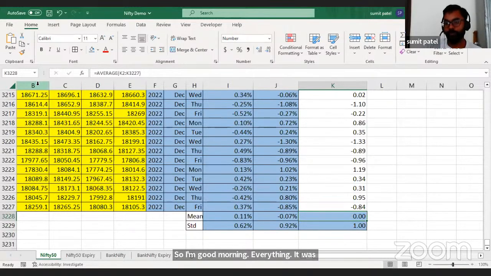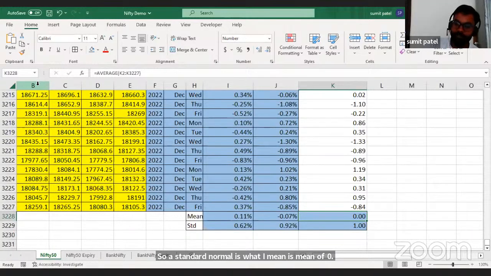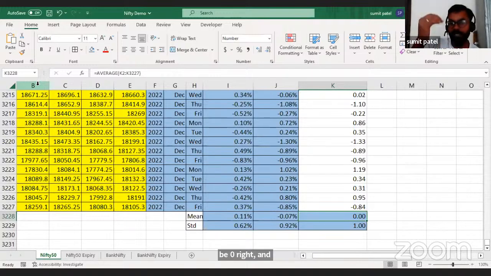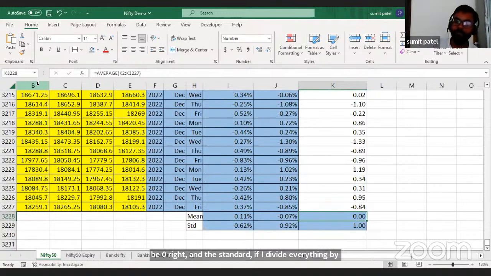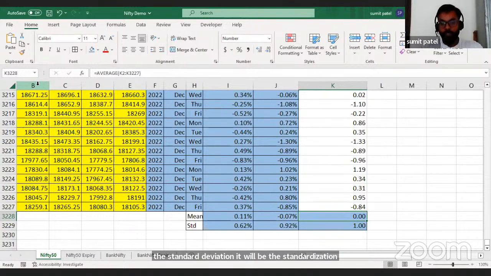So a standard normal is what? Mean of 0. So if I subtract every number by the mean, the mean will be 0, right? And if I divide everything by the standard deviation, the standard deviation would be 1. How is this helpful for me?